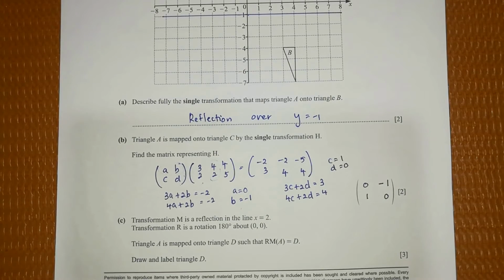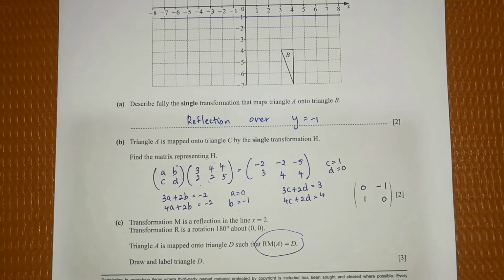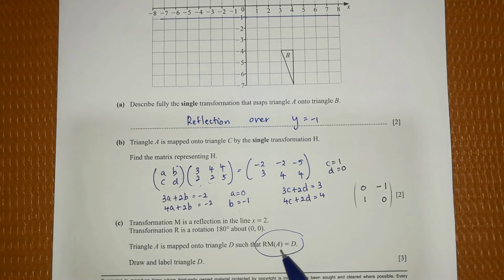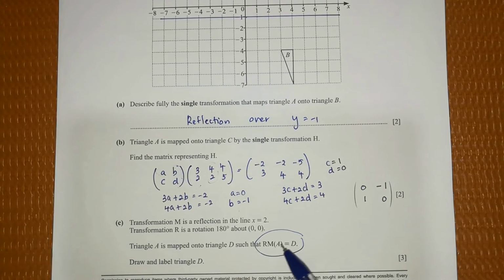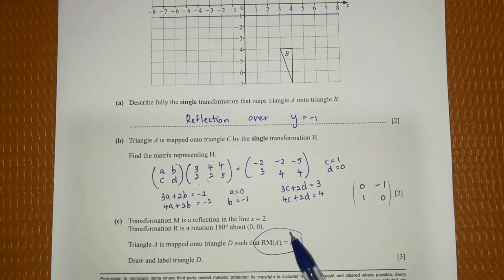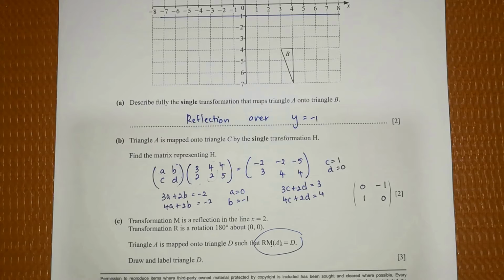Transformation M is a reflection in the line x equals 2. Transformation R is a rotation 180 about (0, 0). Triangle A is mapped onto triangle D such that RM(A) is D. So what is this? This is a successive transformation. That means one transformation follows another one. Then in this case, how do we understand this? A is the triangle. So triangle A first undergoes the transformation M. Like we are kind of reversing. From the middle part, we are coming out. Triangle A is transformed by M, followed by R. Then that is mapped onto D.